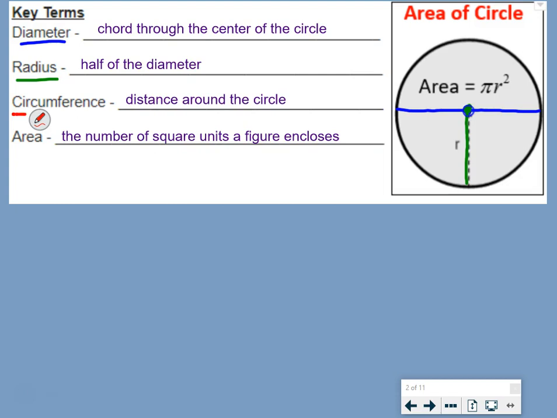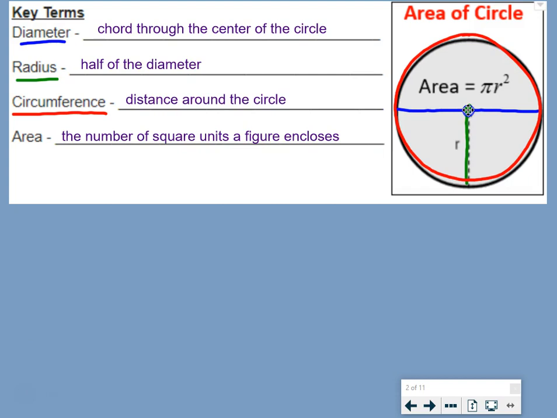The circumference of a circle is the distance around the circle. So that would be how much space is around the circle. My tracing skills are not on point today. Distance around the circle, so if we wanted to build a fence around that circle, we would need the circumference, so we know how much material.